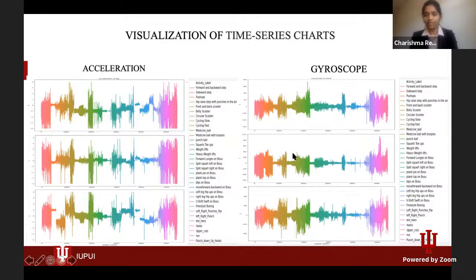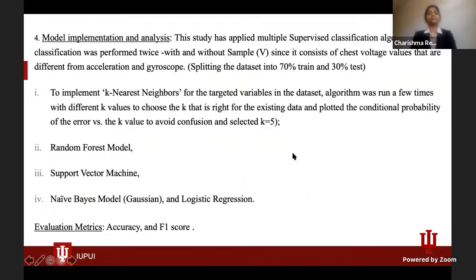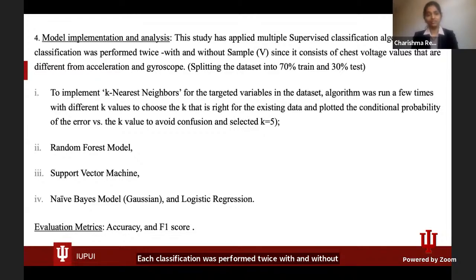The models implemented for analysis: this study has applied multiple supervised machine learning algorithms. Each classification was performed twice, with and without electrode values, as they are different from the acceleration and gyroscope. At first, I implemented k-nearest neighbors for the target variables, and the algorithm was run a few times with different k values to choose the k value that is right for the existing data.